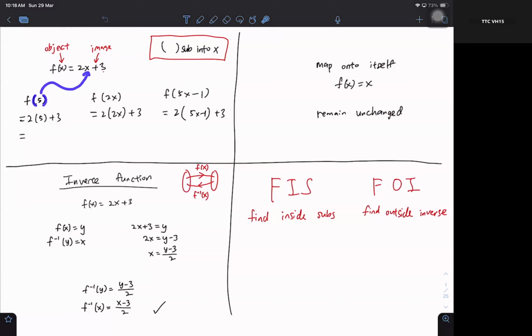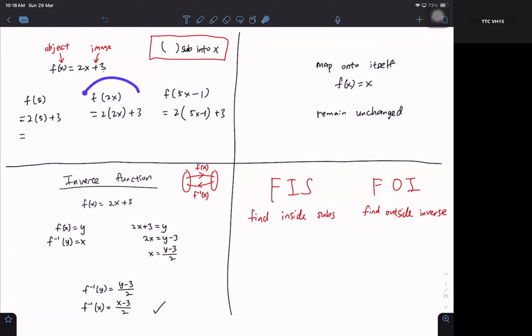So this is the most important thing in function. No matter what, take the bracket, sub into x. I don't care whether the bracket is small or big or very long. Our job is the same: take the bracket, sub into x. If I take the bracket sub into x, then it becomes 2 bracket plus 3. Then of course you press calculator and calculate. I know this one everyone understands.